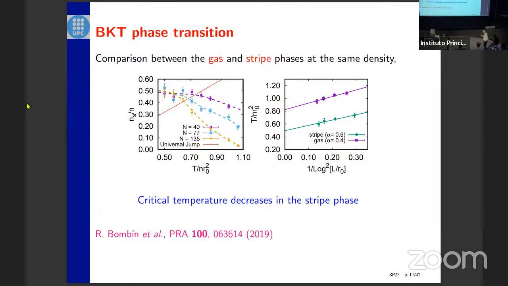In the case of stripes, I apply the same criteria, and I see that even in the case of stripes, I see the same scaling, exactly linear with this, okay? So for us, this is a guarantee that what we have been observing is a BKT transition in all cases. And here you see that from a stripe to a gas, the stripe here is this prediction, and this is the gas. In that case, the critical temperature of the stripe is reduced, so it's not so robust. So depending on the cases.